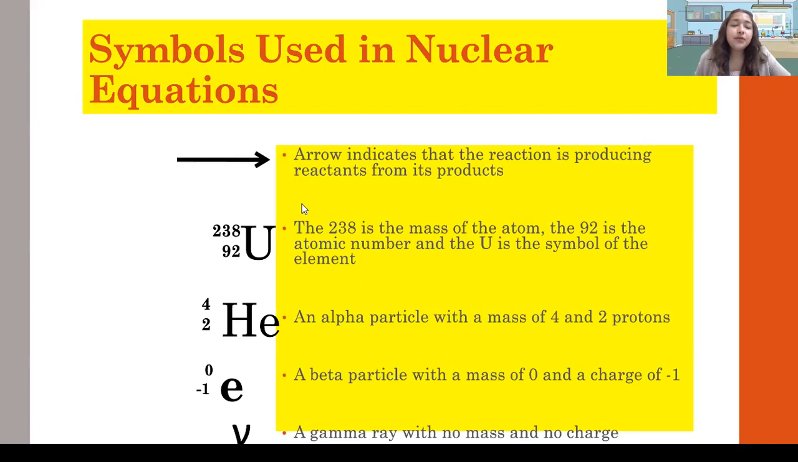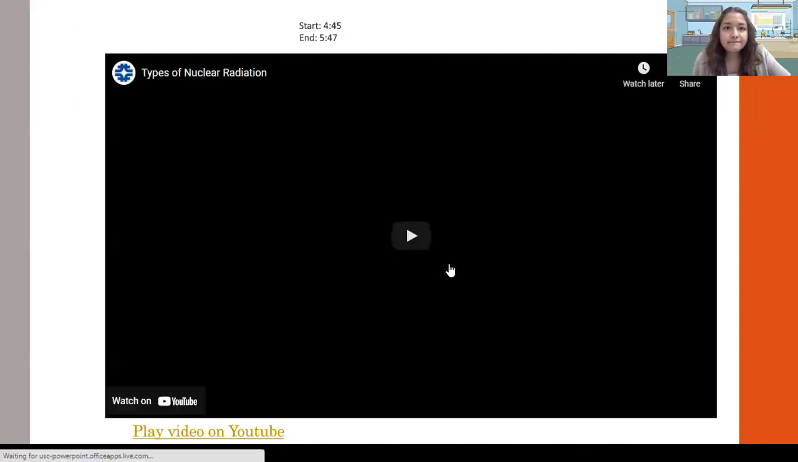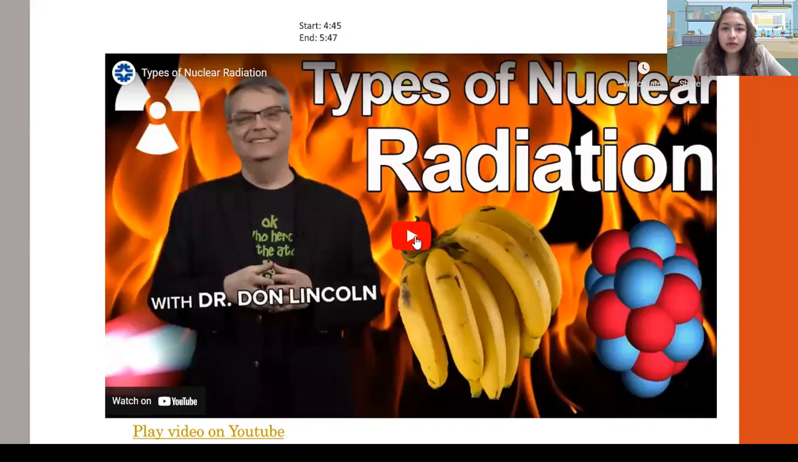Here are some symbols that we use in nuclear equations. Most of these we're already familiar with, right? We know the arrow from when we went over balancing chemical equations. So that's our yield symbol. It indicates that the reaction is producing products from the reactants. We have the chemical symbol. The top number is the mass, the bottom number is the number of protons. We see our chemical symbol for the alpha particle, a chemical symbol for the beta particle, and then the gamma, which is kind of cut off, but it is the same as the slide in which we were talking about gamma rays. All right, another video.